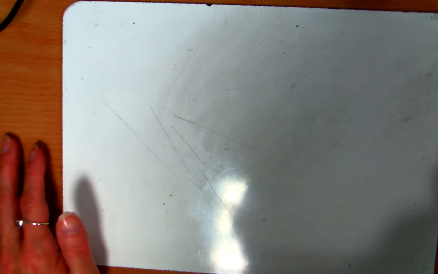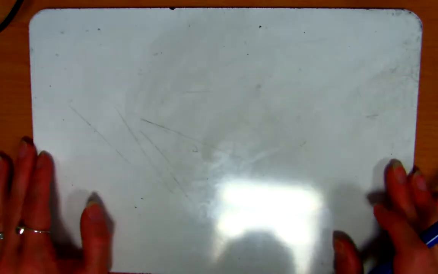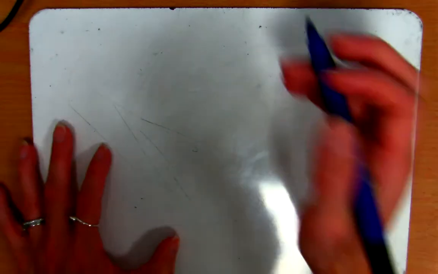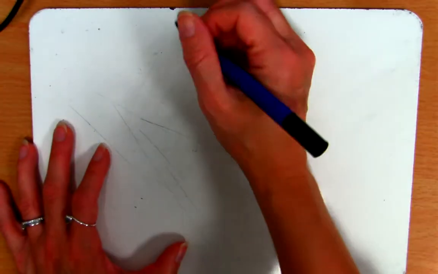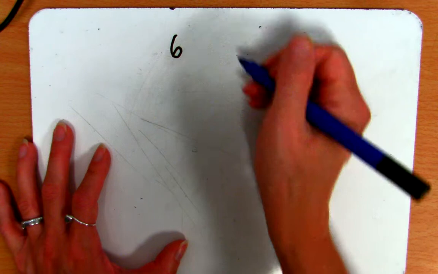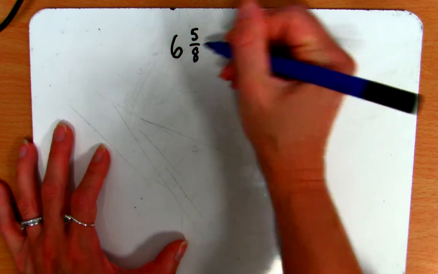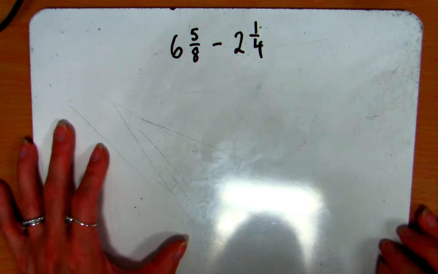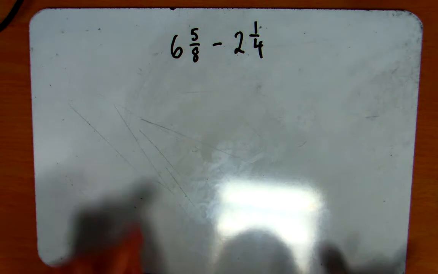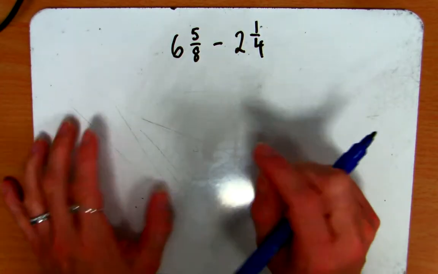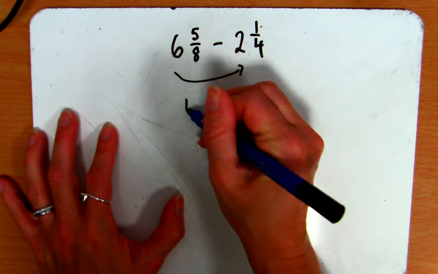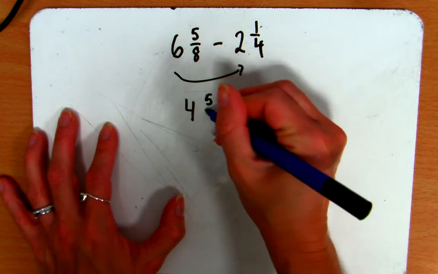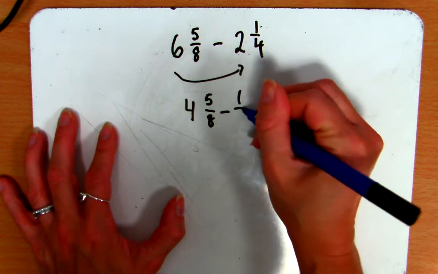Okay, we want to look at subtracting mixed numbers today, which is very similar to adding mixed numbers, and the same rules apply. So I'm going to start with an easy one. 6 and 5/8 minus 2 and 1/4. Okay, so same rules apply. I can subtract my wholes and I can subtract my parts. 6 minus 2 gives me 4, so then I have 4, then 5/8 minus 1/4.